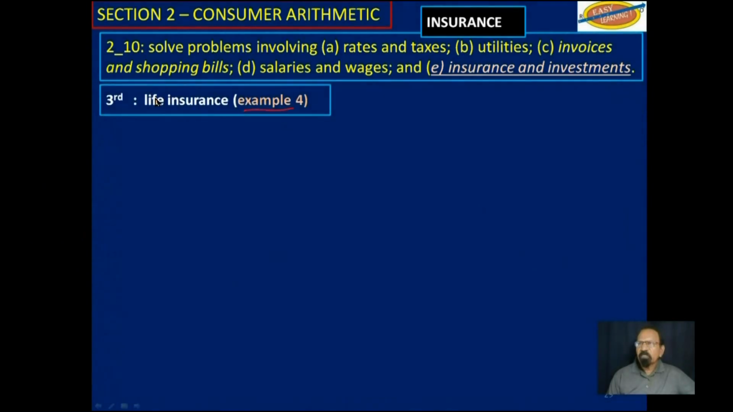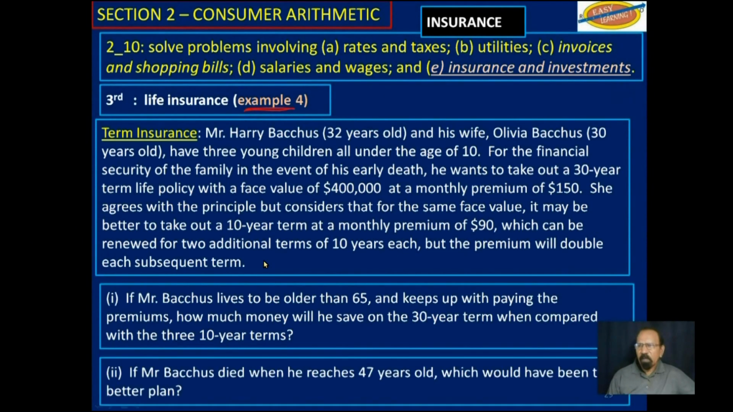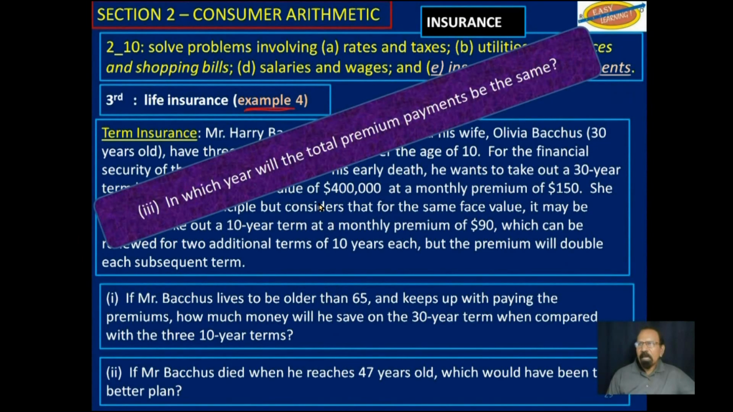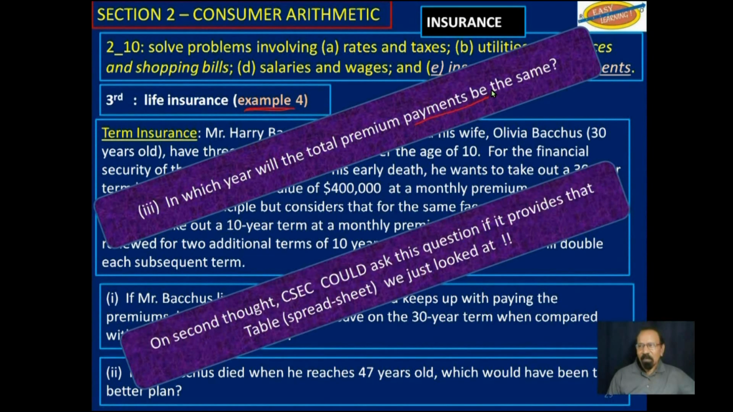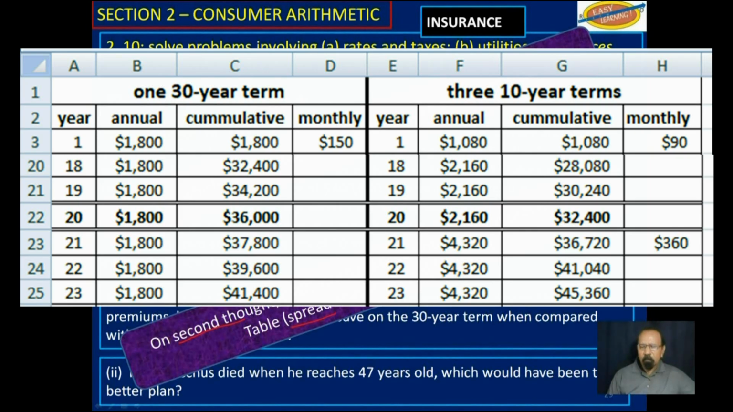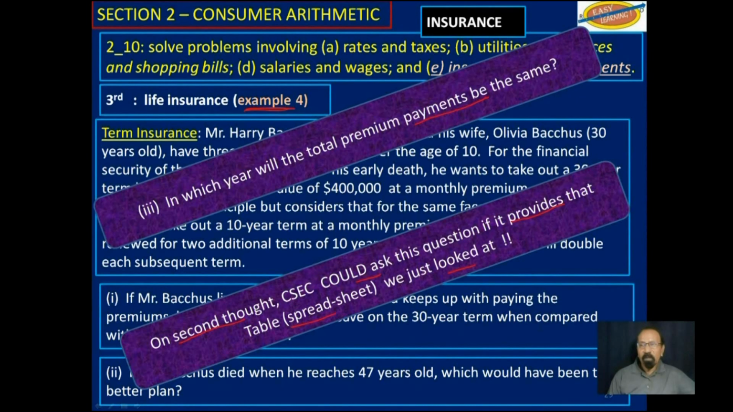So we are still considering example 4. We just looked at it in different ways. The last question, which I said CXC will never ask you, in which year will the total premium payments be the same? On second thought, CXC could ask that question if they provide you with that spreadsheet that we just looked at, part of the spreadsheet, say from the 18th to the 23rd years. If they provide that part of the spreadsheet, they could still ask you a question on that. I don't know if they would.